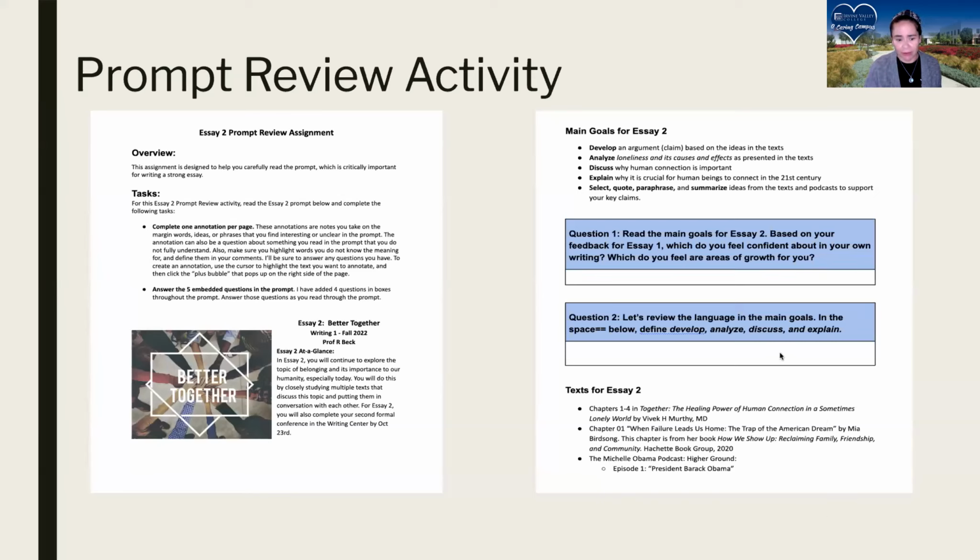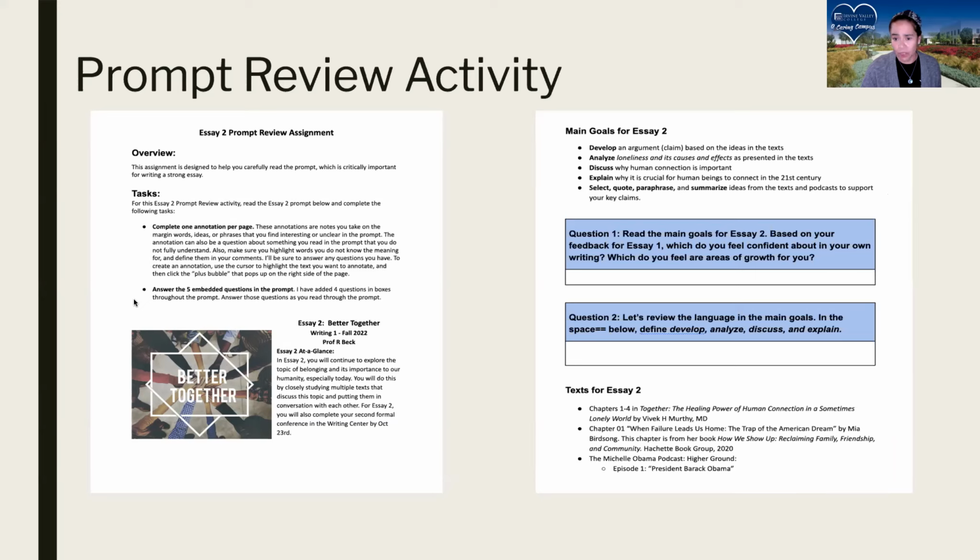And so here it is. I explain what we're going to do. At the top, I tell them the tasks, and the tasks are to complete annotations on the prompt and to answer the 5 embedded questions. And so at this point, since I just mentioned this as essay 2, there are things that are standard. So this is the same in all my essays, the main goals and the text. And I always give them a little summary at a glance, right?